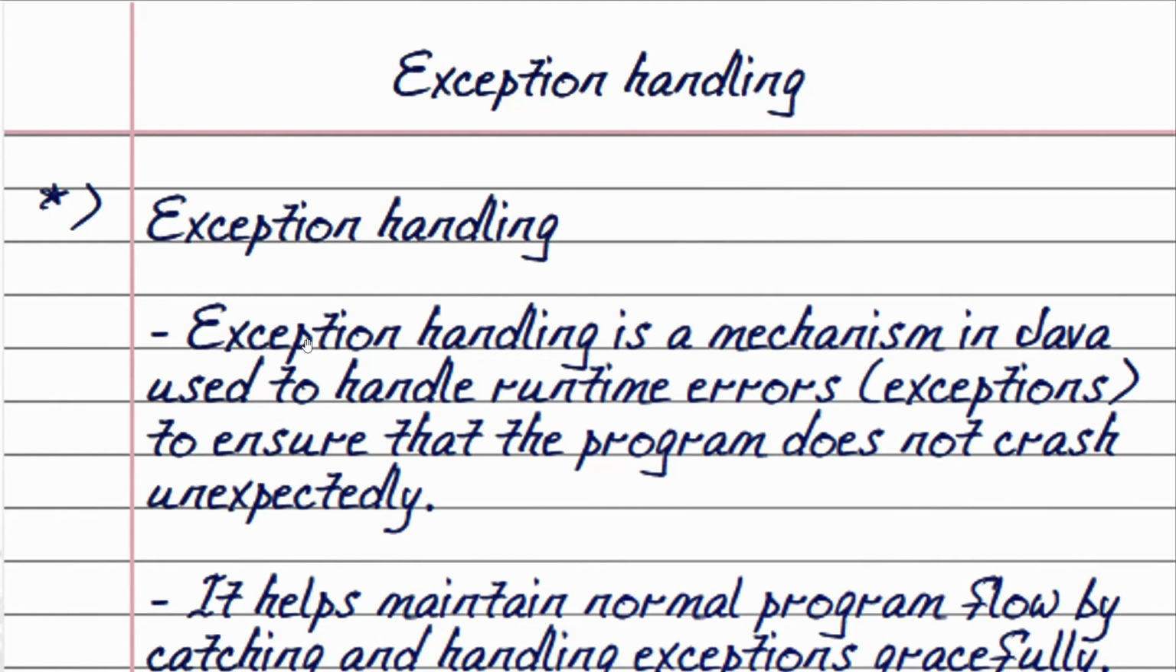So let's start. Exception handling is a mechanism in Java used to handle runtime errors, that is, exceptions, to ensure that the program does not crash unexpectedly. Exception handling is basically the alternate resource through which we can handle a particular situation. It handles the error and gives user friendly messages to the user.